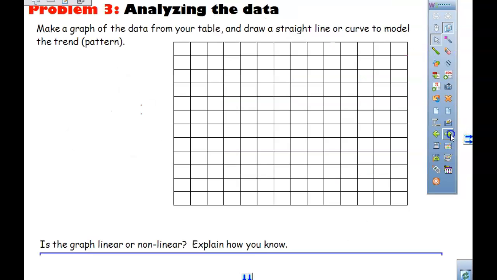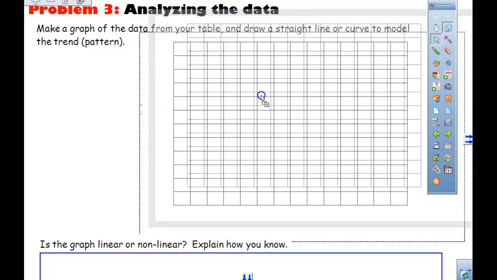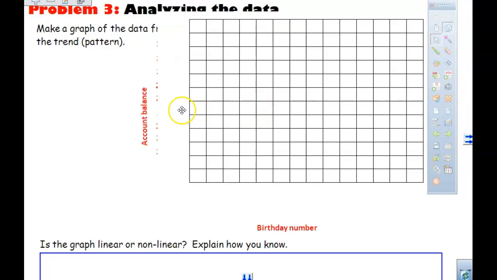On the top of the next page of your notes, we are going to make a graph. As we make a graph from the data, we want to think, is this going to be a straight line or a curve to model our trend? As we take a look at this, I want you to put the account balance on this side for your y-axis and the birthday number. So we're going to go birthday 1, 2, 3, 4. We're going to go up to 14. And then we're going to plot the points.